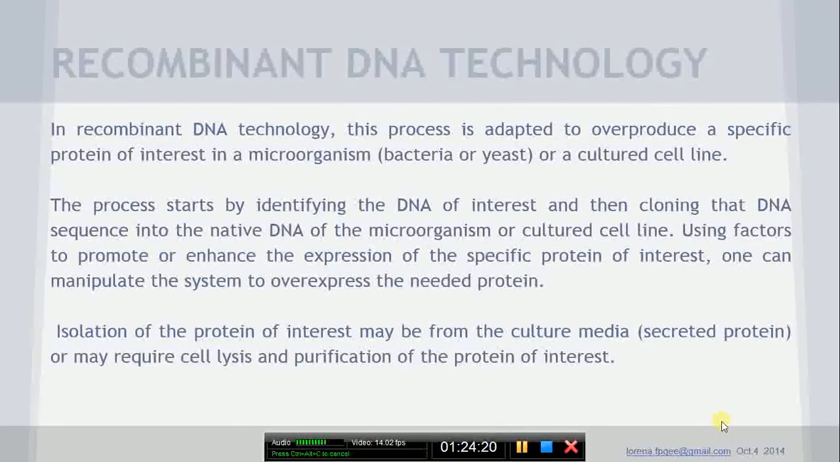In recombinant DNA technology, this process is adapted to overproduce a specific protein of interest in a microorganism, bacteria or yeast, or a cultured cell line. The process starts by identifying the DNA of interest and then cloning that DNA sequence into the native DNA of the microorganism or cultured cell line. Using factors to promote or enhance the expression of the specific protein of interest, one can manipulate the system to overexpress the needed protein. Isolation of the protein of interest may be from the culture media, secreted protein, or may require cell lysis and purification of the protein of interest.